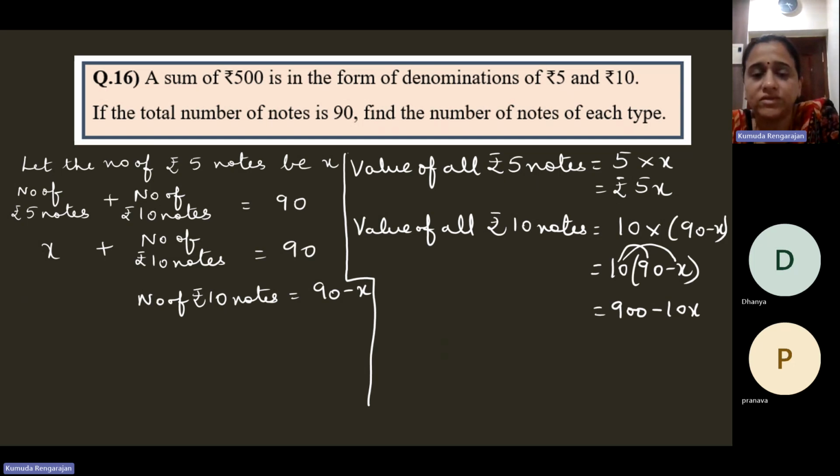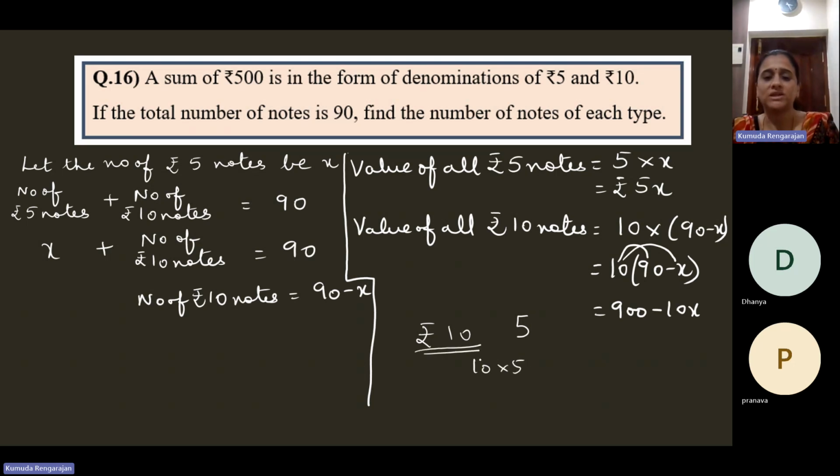Okay. So we've seen a similar question earlier. We've understood that to find the value of money, we need to multiply the denomination and the number of notes or number of coins. For example, if the denomination is rupees 10 and the number of 10 rupee coins or 10 rupee notes you have is 5, then what's the value of money? 10 into 5, 50 rupees.